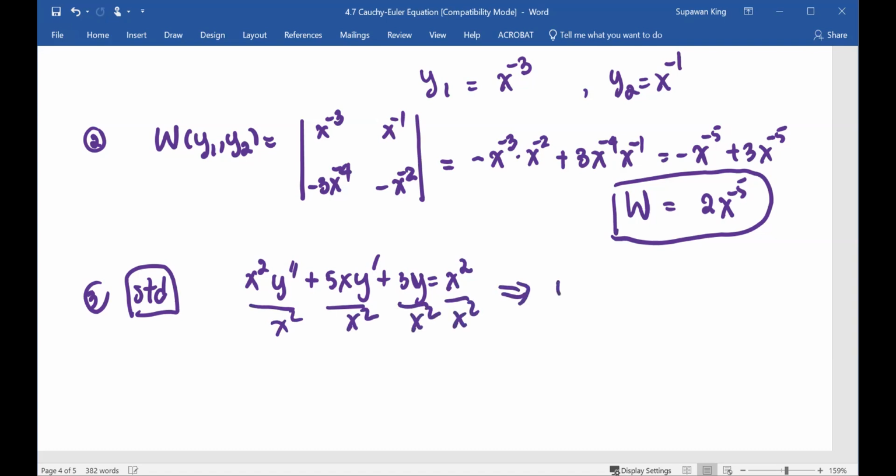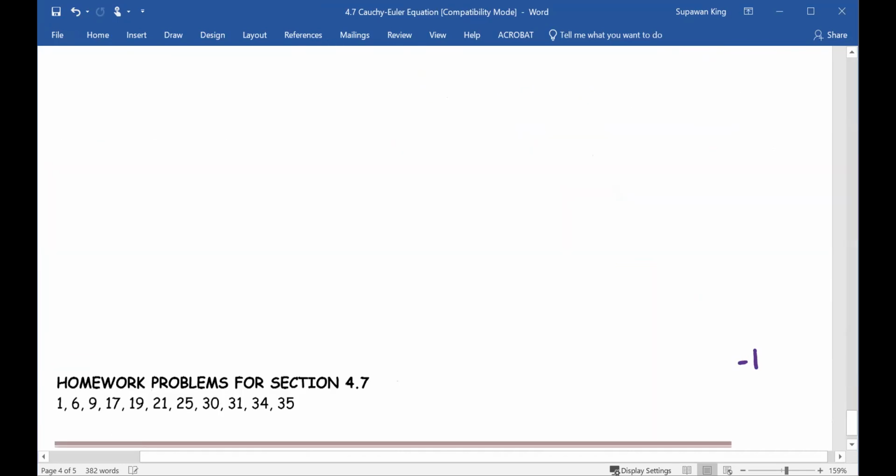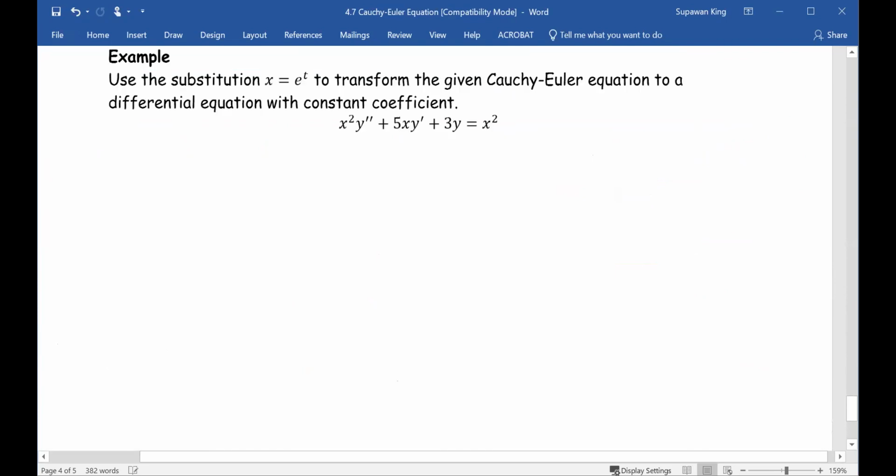To get the equation as y double prime plus 5 over x times y prime plus 3 over x squared times y equals 1. Okay, we're gonna do based on this standard equation. And this standard equation tells you f of x equals 1.